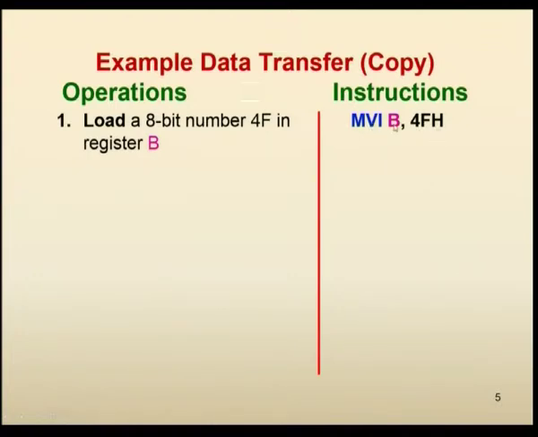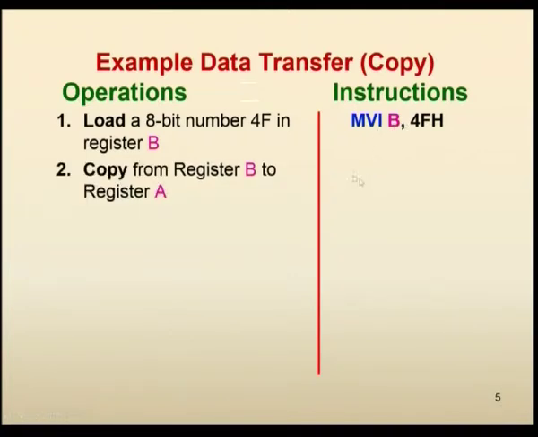Move immediate B means immediate data. The data follows immediately after the instruction, and this is the operand that has to be operated on by the instruction. So, the instruction is followed by the operand. The immediately following operand is moved to register B. So, this is one example.